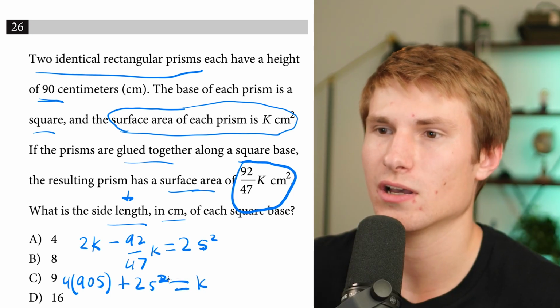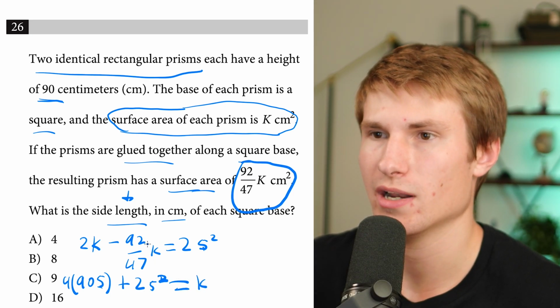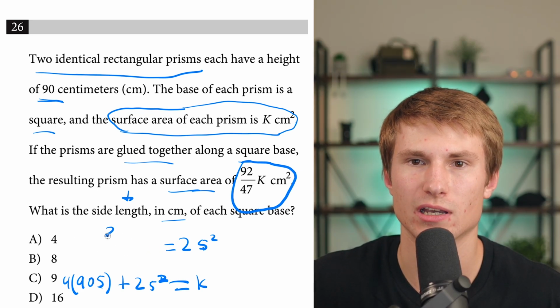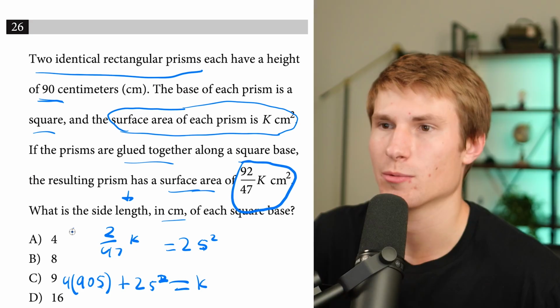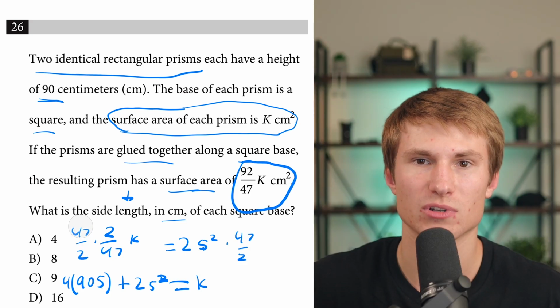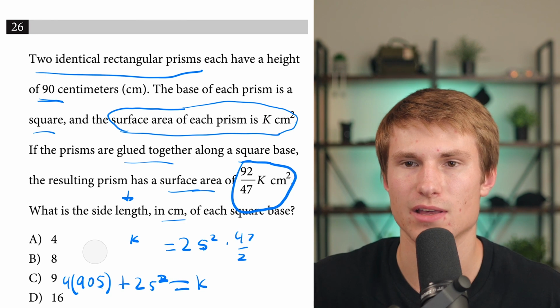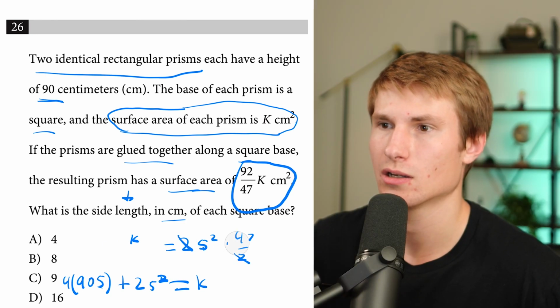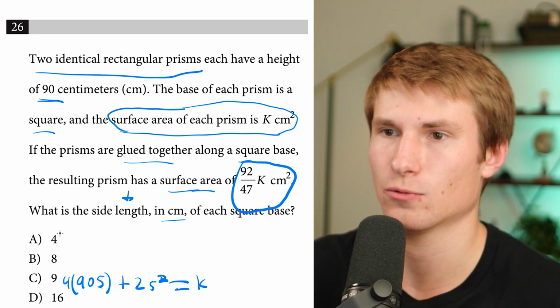All right, so if we can find the value of k, then we can substitute in. So let's go ahead and do that. 2k minus 92 over 47k will leave us with 2 over 47k. And then from there, we need to solve for k, so we'll multiply both sides by 47 over 2. Now, once we do that, we'll obviously end up with k then is going to equal, we'll have these two cancel out, so we'll have 47s squared. Okay, so let's write that neatly. K is equal to 47s squared.